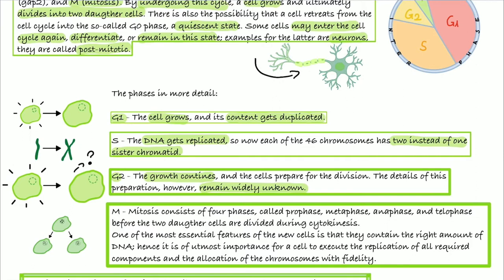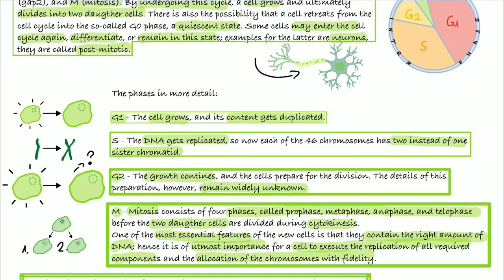In mitosis, we've got 4 phases called prophase, metaphase, anaphase, and telophase, and then we've got 2 identical daughter cells after they're divided during cytokinesis. One of the most essential features of the new cells is that they contain the right amount of DNA. So therefore, the whole replication process is very, very important.